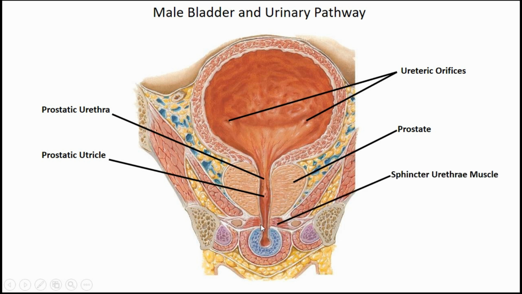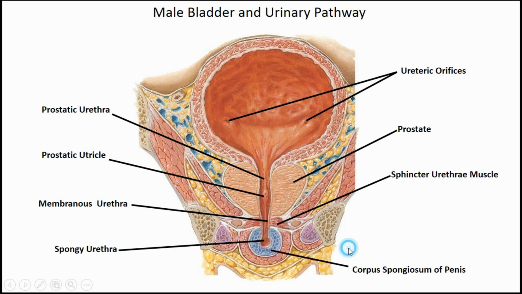From there, the prostatic urethra gives way to the membranous urethra, which is crossing through the sphincter urethrae muscle here, and then it enters the corpus spongiosum and becomes the spongy urethra. And that spongy urethra continues all the way from the bulb of the penis to the opening at the tip of the glans of the penis. That's called the meatus, or the external urethral meatus, where urine leaves the body in males.